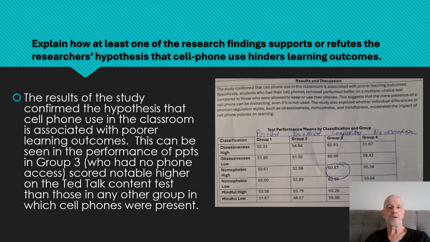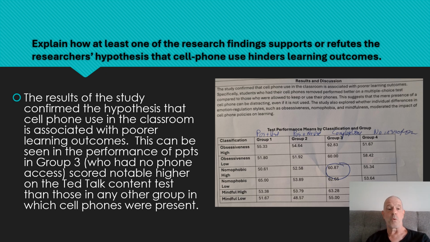All right, final point. Explain how at least one of the research findings supports or refutes the hypothesis that cell phone use hinders, remember that means hurts, learning outcomes. Okay, first of all, I would go back to the beginning and I would circle this and make sure that you understand what you're supposed to comment on so you're aware of it. Look at that first sentence, which again I should have circled. The study confirmed that cell phone use in the classroom is associated with poor learning outcomes.